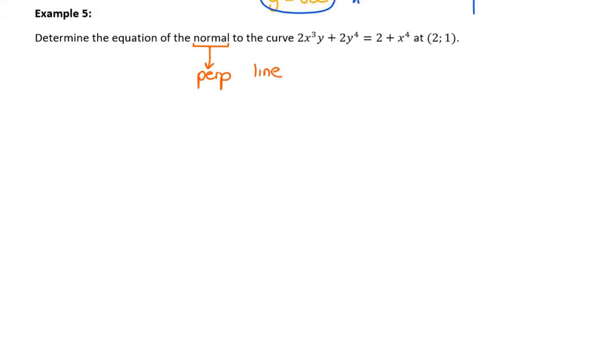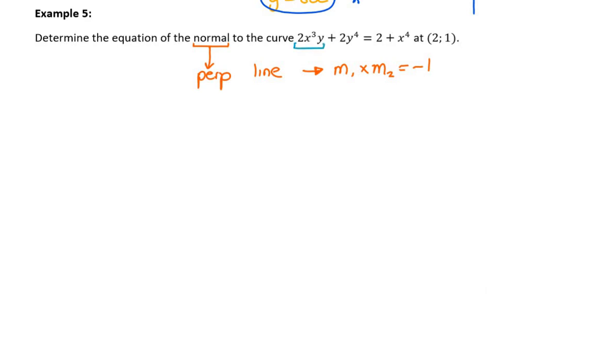And so what do we know about lines that are perpendicular? We know that their gradients have a relationship. The gradients will multiply together to give you minus 1. So if you know the gradient of the curve at this point, that'll be the same as the gradient of the tangent, and the perpendicular line will have some relationship, and we'll look at that. So let us implicitly differentiate this.